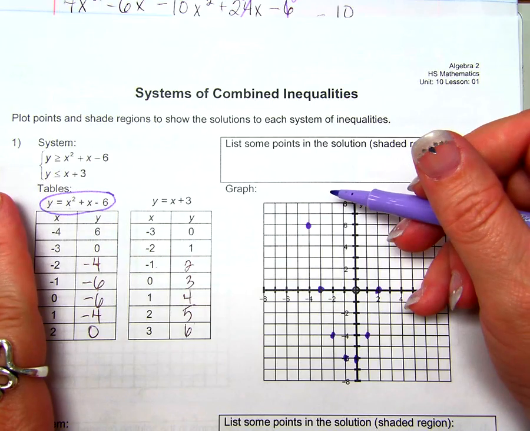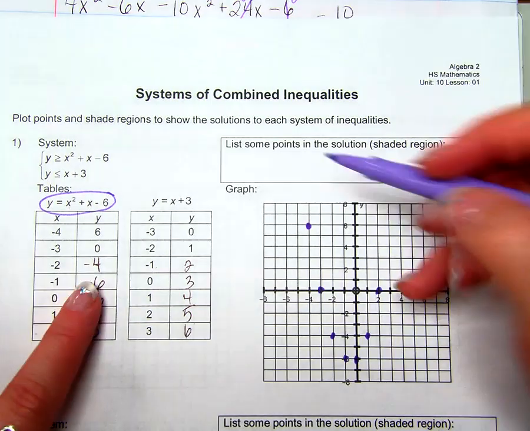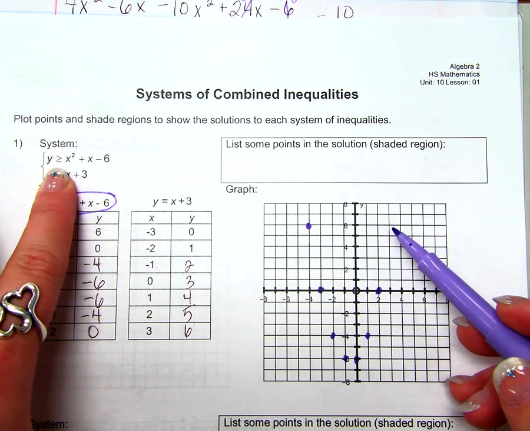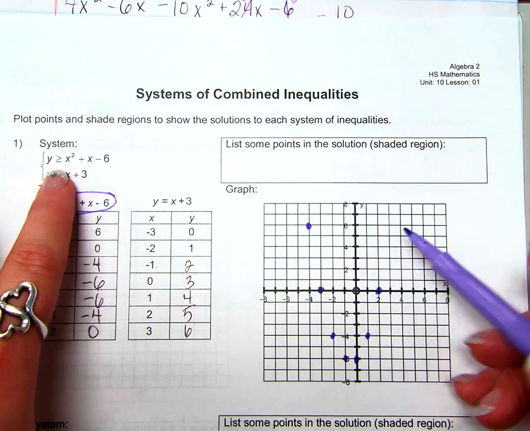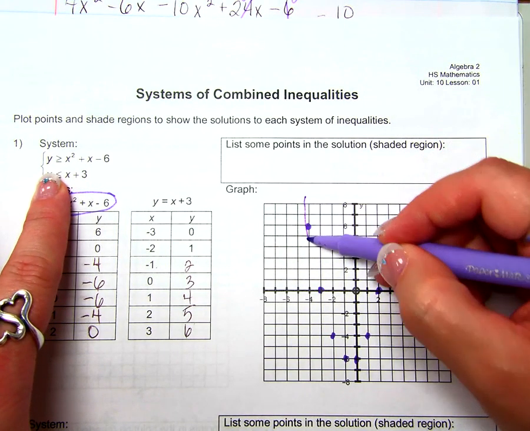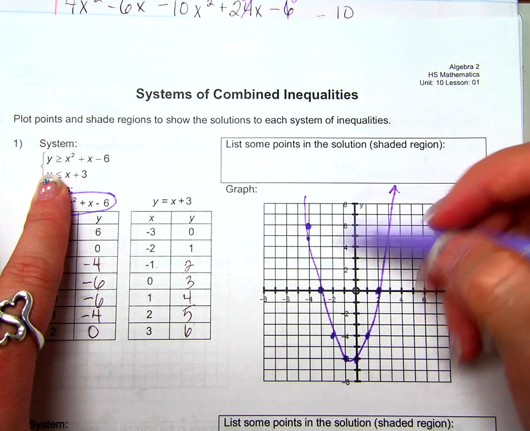Can I do that? When I'm graphing inequalities, what do I have to be super careful of when I'm actually going to graph it? Is it solid or dotted? That's exactly right. Okay? Is this one solid or dotted? How do you know it's solid? Because of the equal sign, right? Okay? So I'm sure you did a way better job than I did.